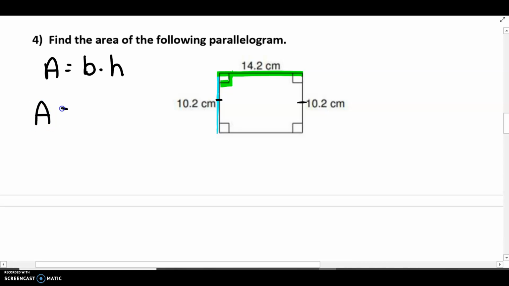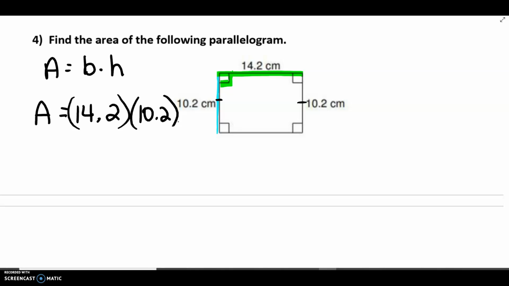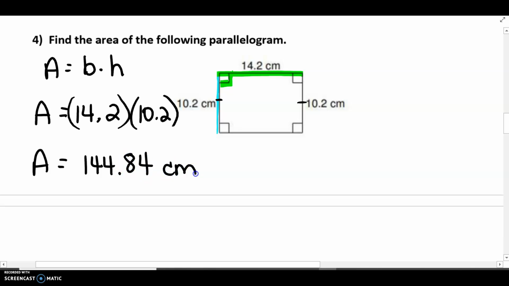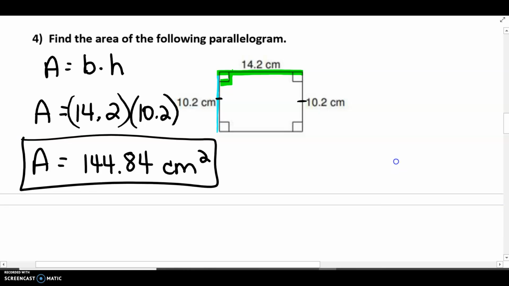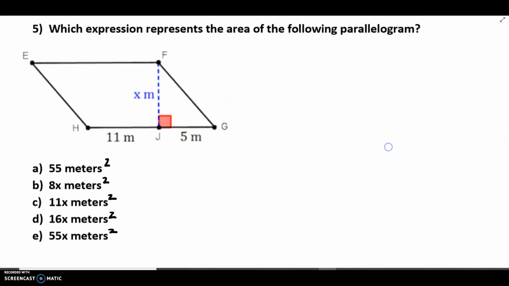So the area is equal to 14.2 times 10.2. So go to my handy dandy calculator. 14.2 times 10.2. I get an area of 144.84 centimeters squared. Next, number 5.